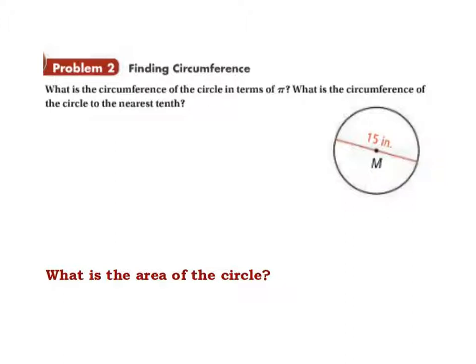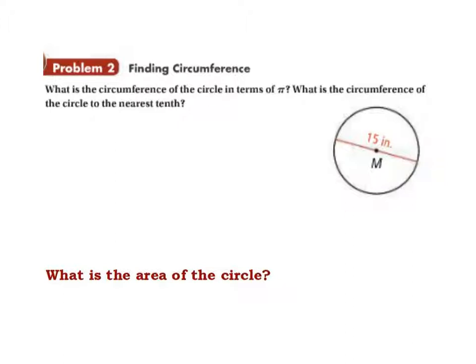In terms of pi means leave pi in your answer. Don't go plugging in 3.14. Just leave pi sitting there. It says, also, what is the circumference of the circle to the nearest tenth? That means plug in 3.14 for the pi and see what it would approximate to.